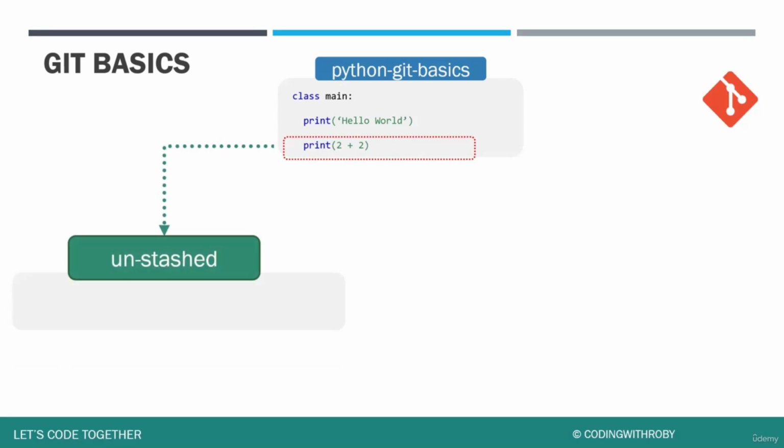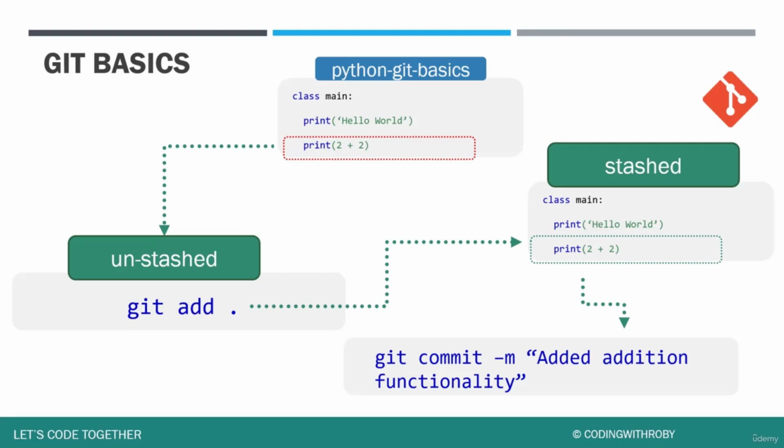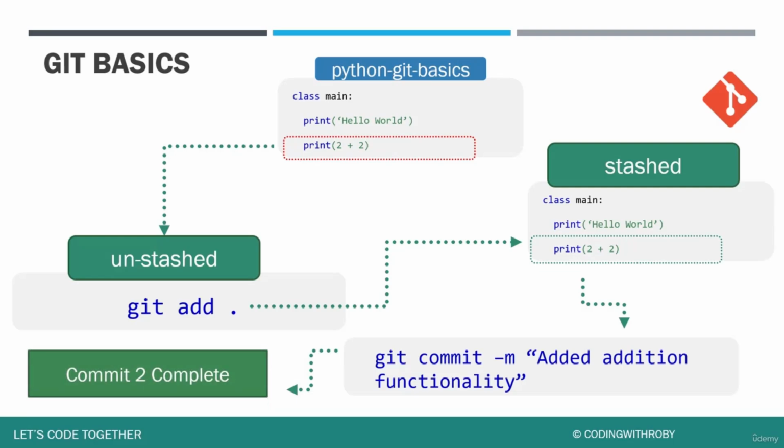Now that we added new code, our code is unstaged. Again, let's do a git add dot to stage our code changes. And now that our code is staged, we need to commit our changes. We can do this by doing a git commit -m with our message being added addition functionality. After this, our second commit is now complete. So now within our app's version control, we now have 2 different commits.